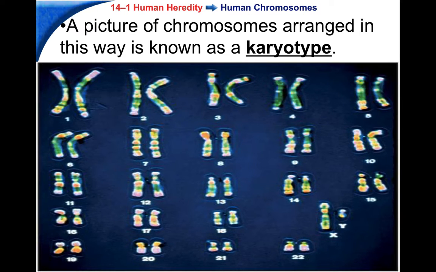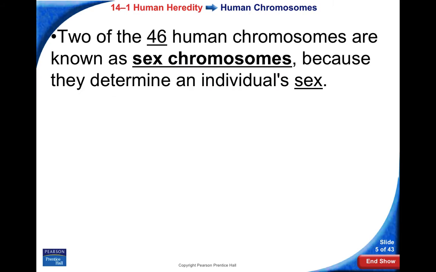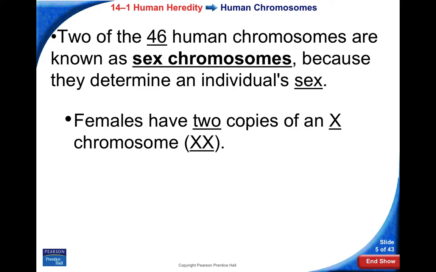Now, I want you to specifically look in the bottom right-hand corner. You will see two chromosomes that are just called X and Y. That is the 23rd pair, and those two are called the sex chromosomes. They determine an individual's sex. Okay, so 2 of the 46 chromosomes I just mentioned are called sex chromosomes. They determine your sex. Now, I'm talking about in terms of generalities.